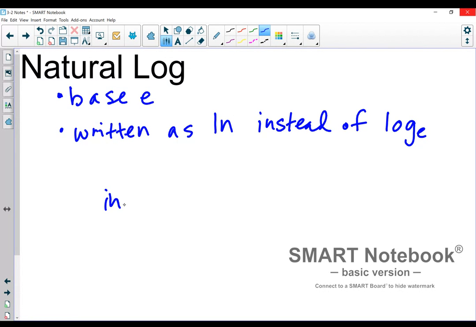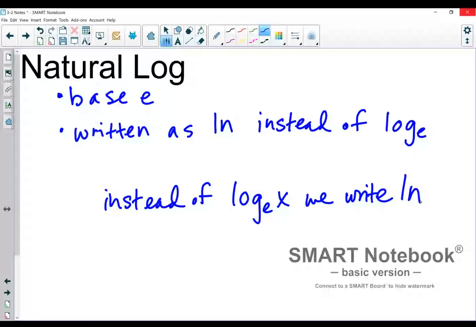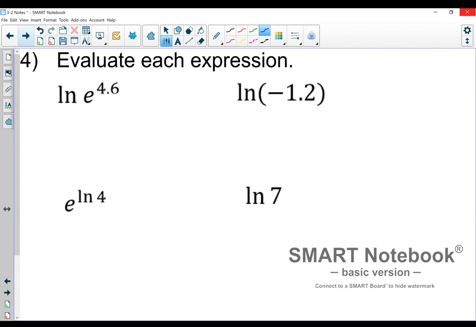So instead of log base e of x, we write natural log of x. So just an ln. It's not an in. It's not the word in. N for natural, L for log. So now we're going to try evaluating these four. My natural log is base e, and here I have e to a power, so just 4.6. On the next one, when I go to take the natural log of a negative, it works like a regular log. There is no real solution.